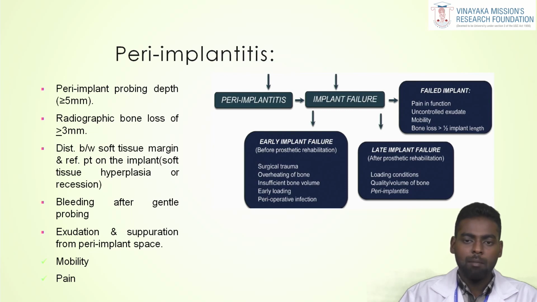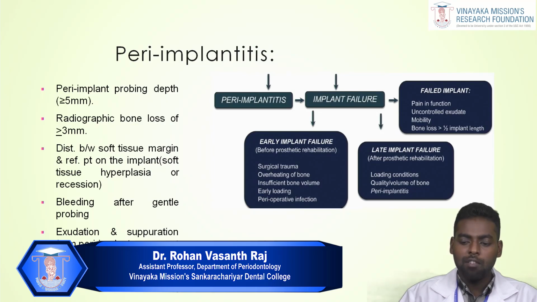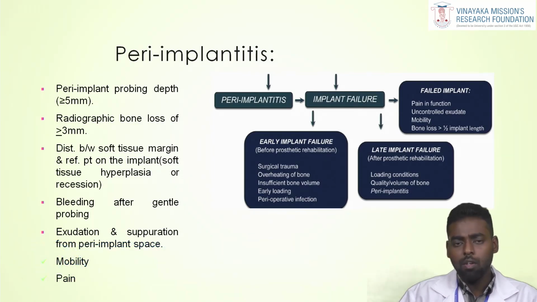The failed implant can be identified by pain, loss of function, uncontrolled exudate, and mobility, with bone loss of more than half the length of the implant. Early implant failures are caused by surgical trauma, overheating of bone, insufficient bone volume, and perioperative infections. The late implant failure is mainly caused by the prosthetic part. Once the prosthetic part is placed, loading conditions and the quality or volume of bone and peri-implant level are very low, which can be differentiated between bone loss and no bone loss conditions.